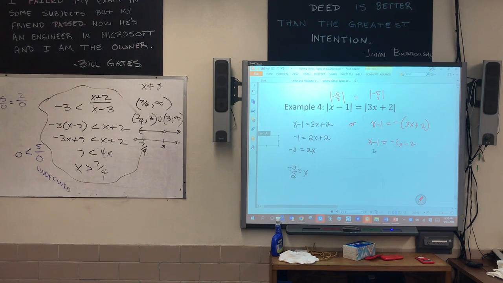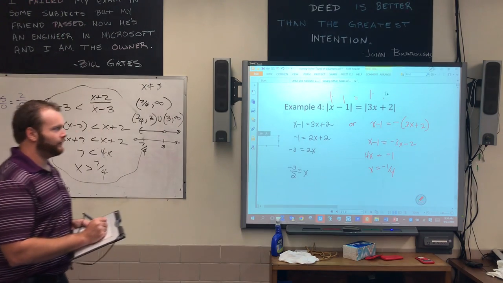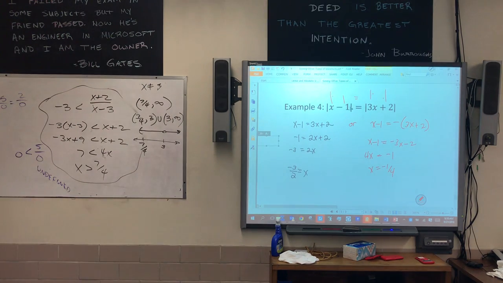Okay, so now I'm going to add 3x to both sides. That gives me 4x. I will add 1 to both sides, so it gives me negative 1. X is equal to negative 1/4, right? Okay. Let's see what that looks like when I plug in negative 1/4. Negative 1/4 minus 1.